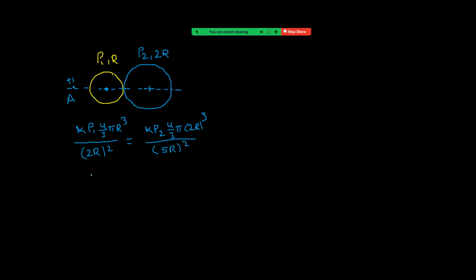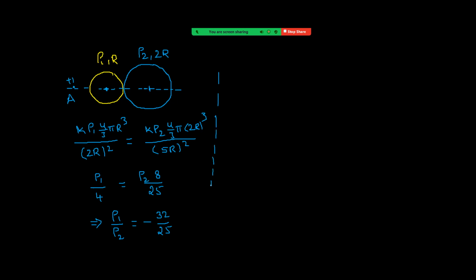Okay. Therefore, K gets cancelled, R cube gets cancelled, 4 by 3 pi gets cancelled. R square also gets cancelled. Remaining is rho 1 by 4 equal to rho 2 into 8 by 25. And here one must be positive, the other negative, then only it can be 0. Therefore, rho 1 by rho 2 should be minus 32 by 25.